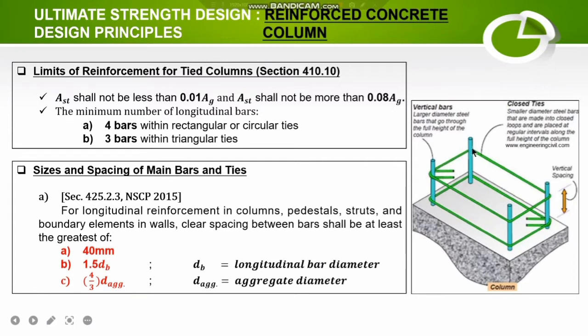A typical example for a tied column is presented in this diagram. These four are the vertical bars, or the main longitudinal bars, and these green ones are the closed ties, or the lateral ties.